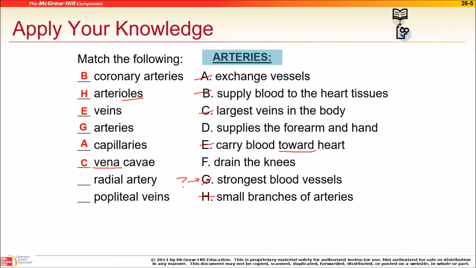Radial, you have 2 bones in your forearm. The pinky side, that's your ulna. Thumb side is the radius. How I remember is the radius rotates. So that's where you want to take your pulse. D.